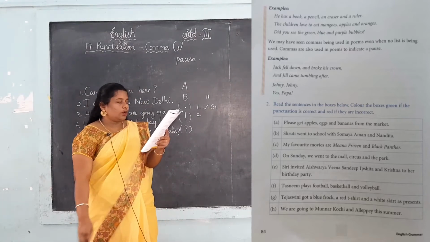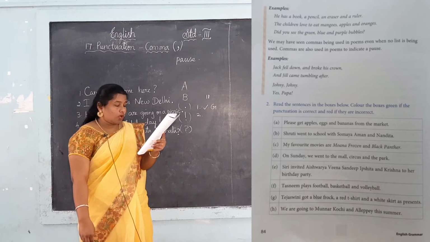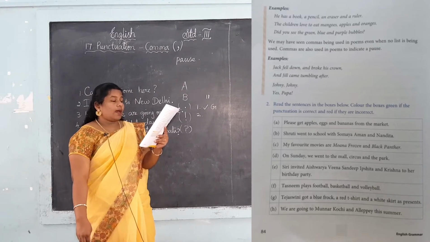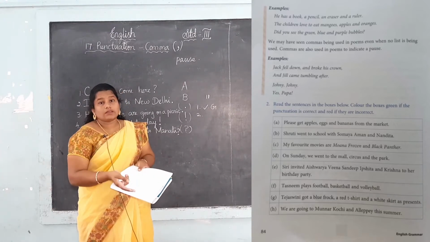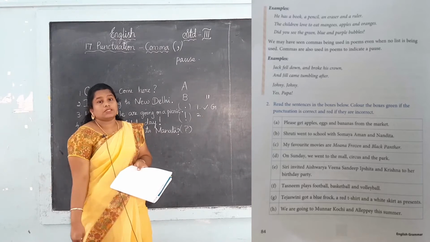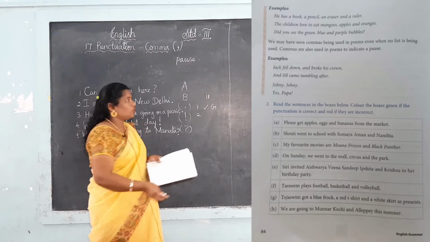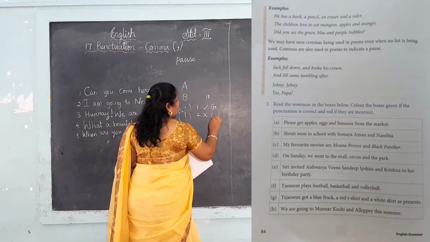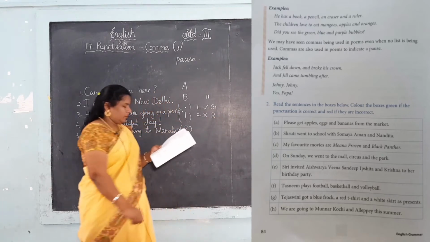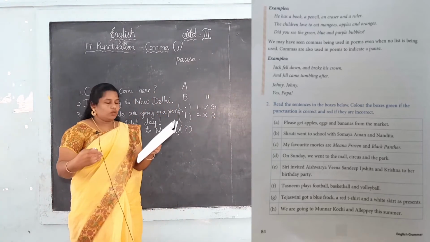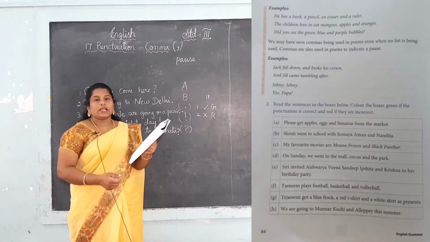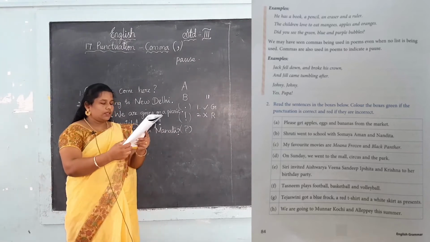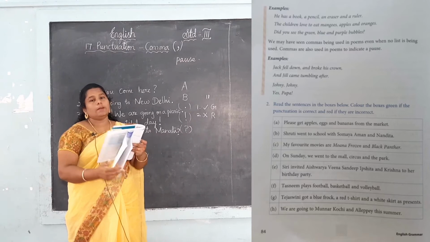Next, Shruti went to school with Soumya, Aman and Nandita. See, a list of names is there, but there is no comma. So, it is a wrong sentence. So, we want to use red color. Okay, like this you want to do the other ones also. Shall I give it as homework? Yes. The remaining is your homework. We can discuss in the online class.